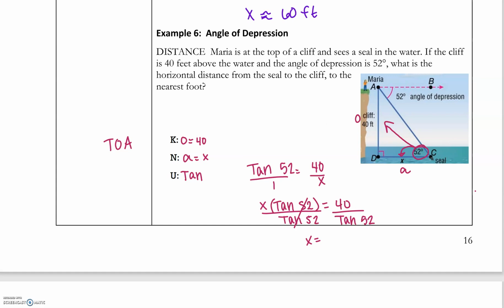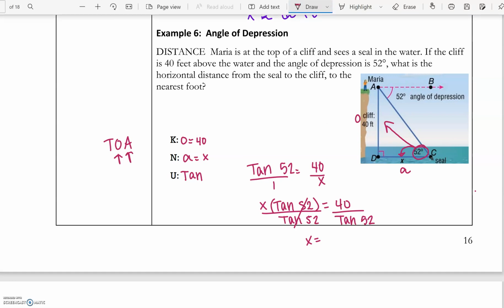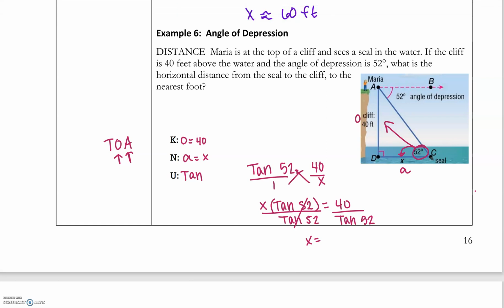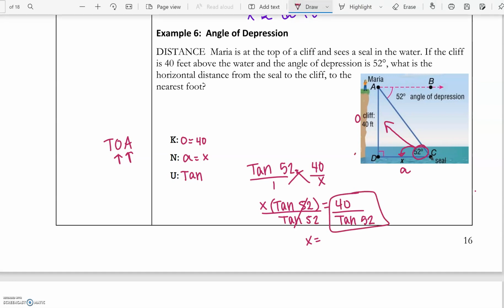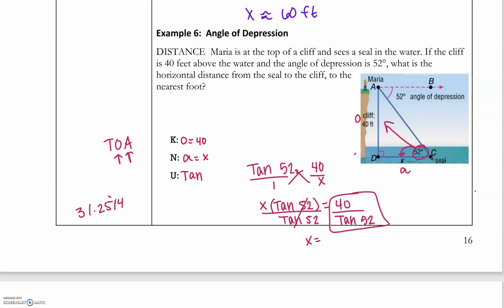So OA, TOA, is tangent. Tangent of our 52-degree angle is equal to the opposite over the adjacent, the O over the A. And we plug in O is 40, A is x. We cross multiply. 40 is equal to x times tangent 52, and then we have to get x alone by dividing by tangent 52. So this is what we plug into our calculator. We end up getting 31.2514, and so this 5 would round that up, or you could just say 31 since it's the nearest foot, so approximately 31 feet.